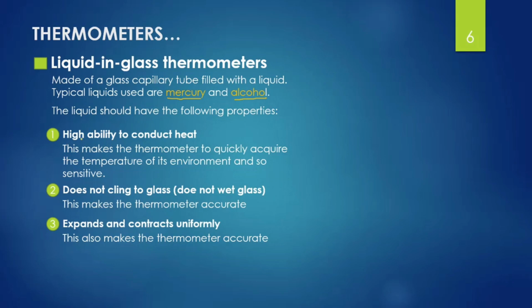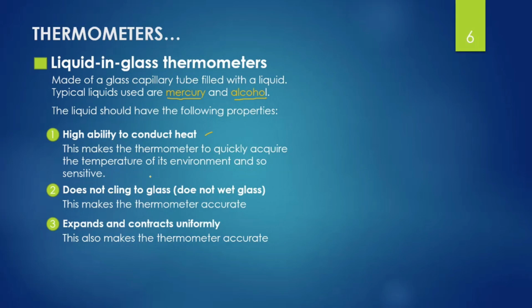One of the properties is that the liquid should have a high ability to conduct heat. Okay, so if it has a high ability to conduct heat, this makes the thermometer quickly acquire the temperature of its environment. In other words, it makes the thermometer sensitive.